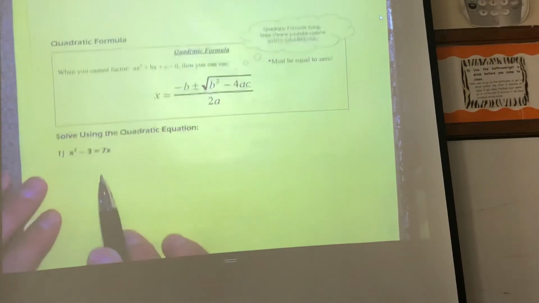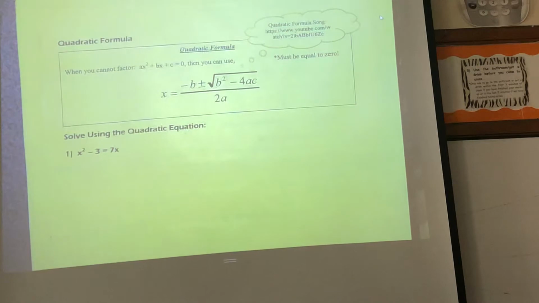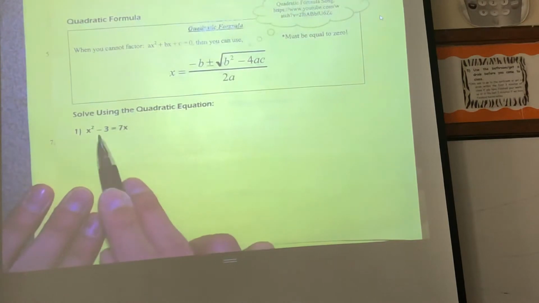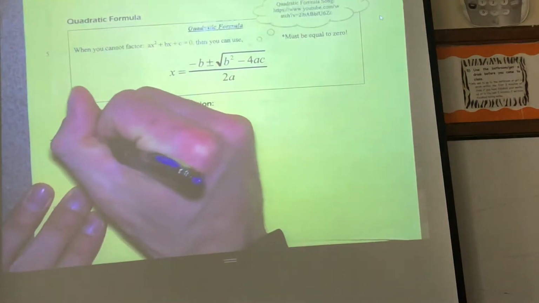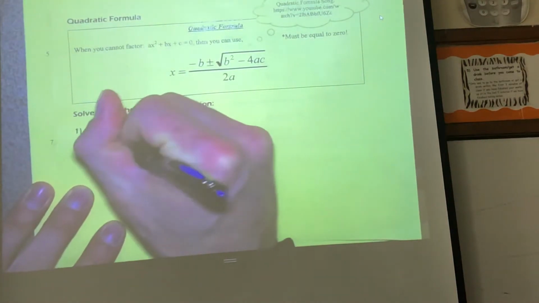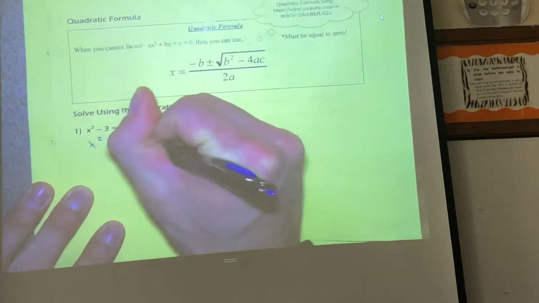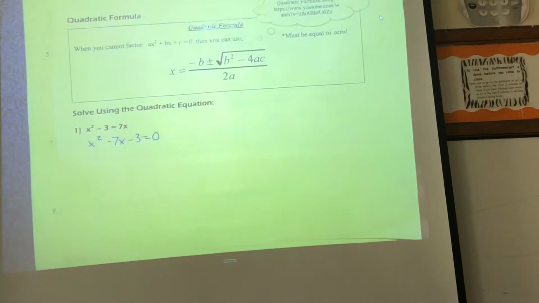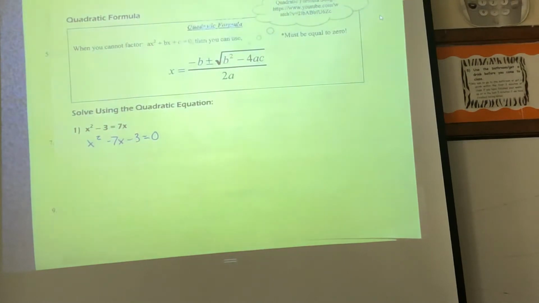So we're going to start off with number 1. The first thing that we need to do is put this into standard form. So putting this into standard form, I'm going to subtract 7x. So I will have x squared minus 7x minus 3 is equal to 0. Once again, standard form is decreasing exponent value.